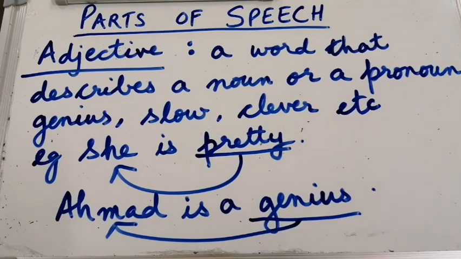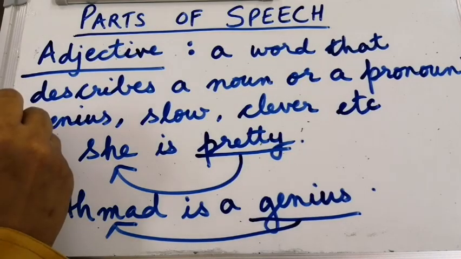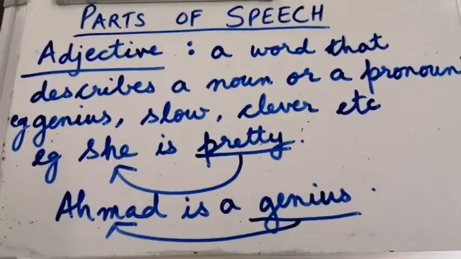Now write down this in your notebook. Adjective, a word that describes a noun or a pronoun. Example: genius, slow, clever, etc. She is pretty. Ahmad is a genius.